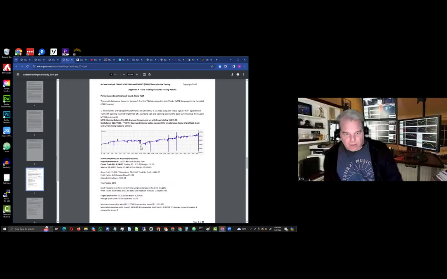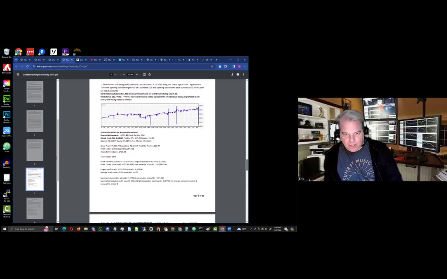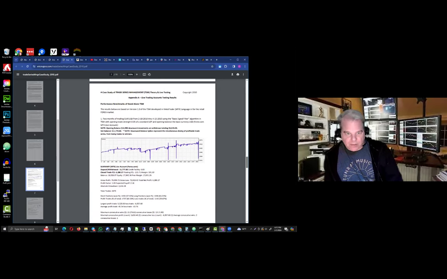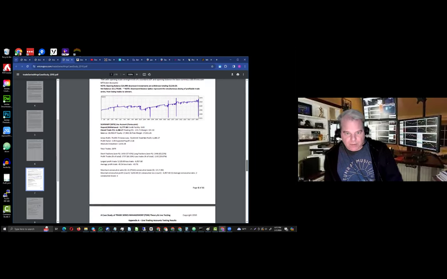And these dips right here are withdrawals from the account. They're not losses, okay? So there's a pretty steady pattern here. And these are deposits and withdrawals right here, these little low points. So a pretty steady gain on these things. And what are we talking about in terms of gains?